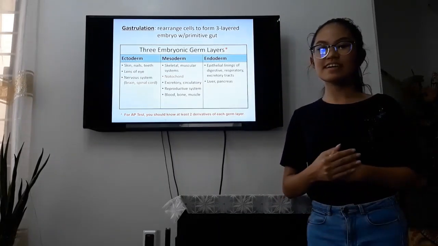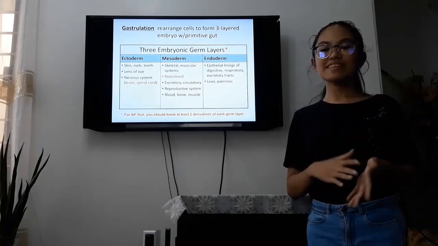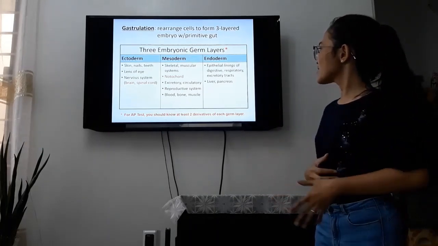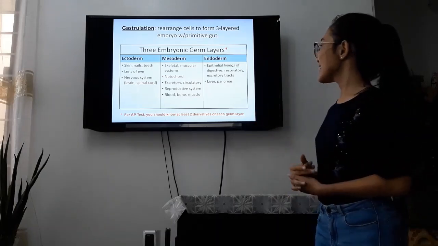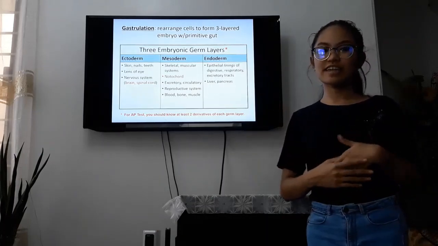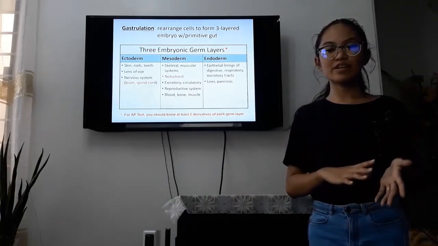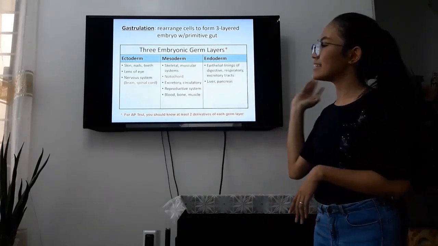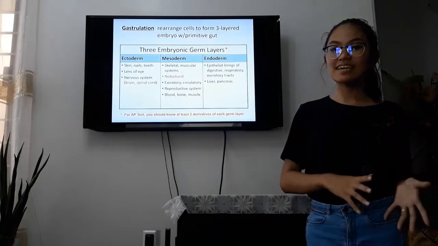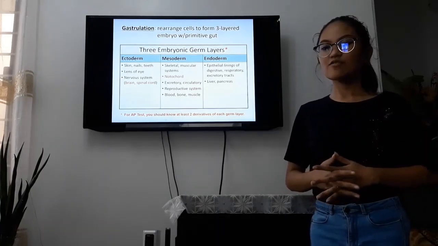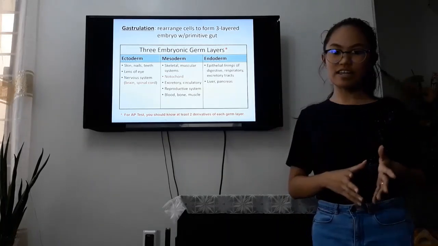So let us discuss the innermost layer, which is the endoderm. The endoderm layer forms the epithelial layers of our lungs, our digestive system, the respiratory system, pancreas, and the liver. It also forms the thyroid and the parathyroid glands. Finally, the mesoderm, or the middle layer of the developing embryo, which is found between the layers ectoderm and the endoderm. So it makes sense that the mesoderm basically makes up everything between the skin and the digestive epithelium. It forms the musculoskeletal system that includes the bone and the cartilage.